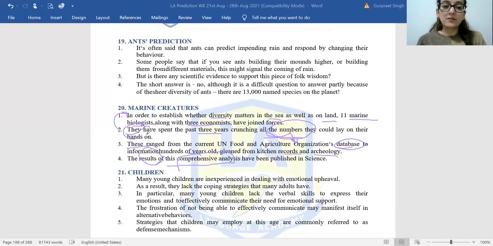So this is simple: "they" means the people, then the numbers, and then we gave what numbers. We are talking about one database. We are talking about some information which was hundreds of years old, and then the results of whatever they did.